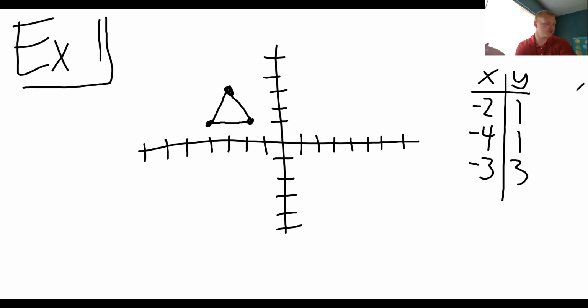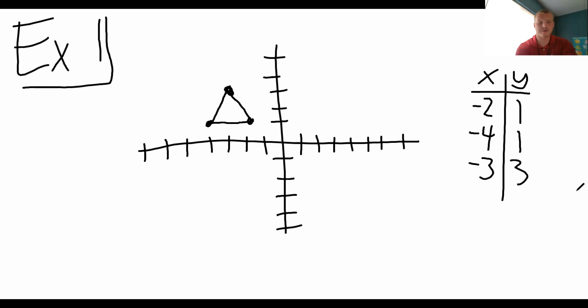Okay, so what I'm gonna do is I'm going to translate this image. So I'm going to shift it down. In this it says 6 units to the right. So I'm going to move it 6 units to the right. So I'm going to grab a different color here. 6 units to the right.